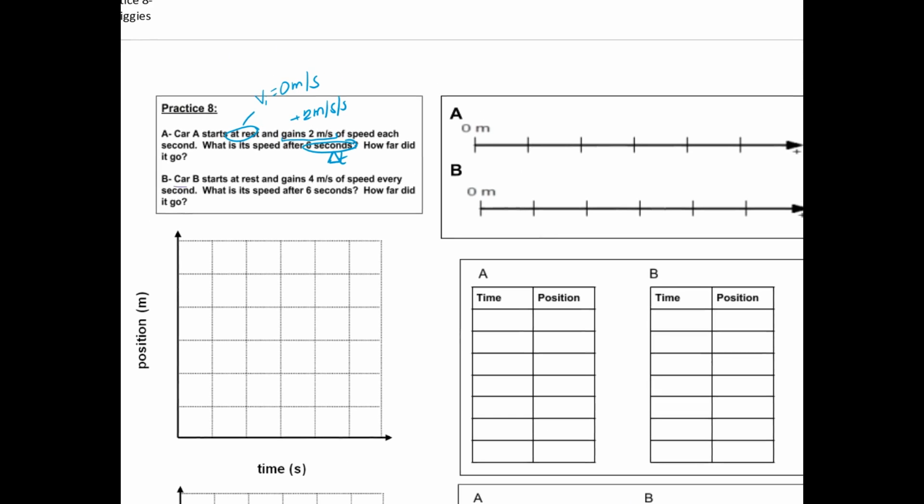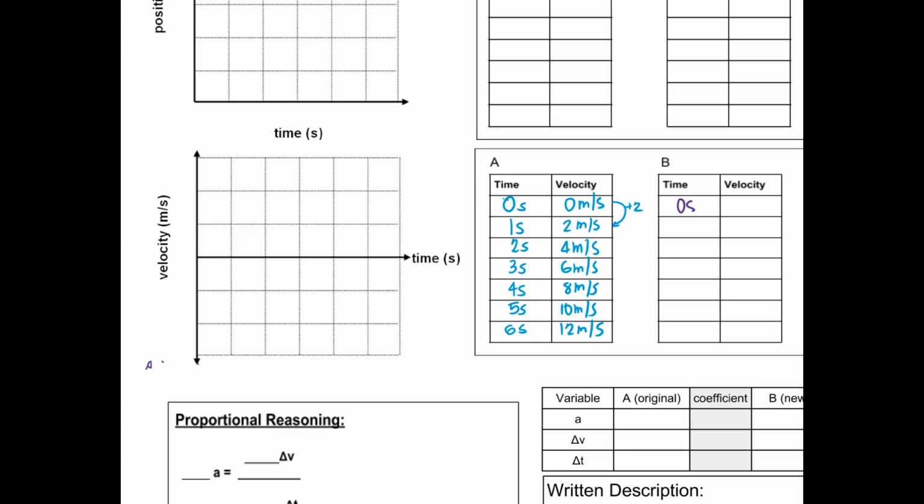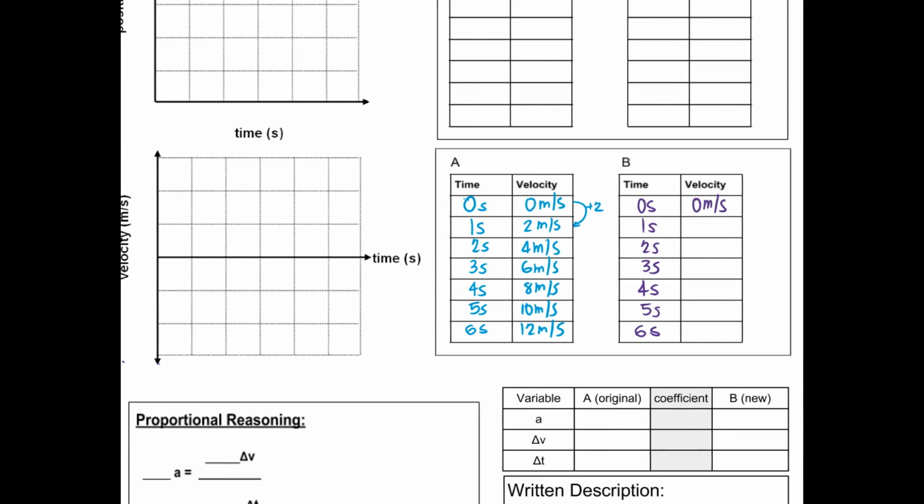B. Okay, we're going to look at what B is saying, and it starts at rest, so 0 meters per second. Gains 4 meters per second means plus 4 meters per second for every second, and 6 seconds is our delta time. So now we're going to fill out our table based on the information that was given to us. In this situation now we have plus 4 because that's what the problem told us. And well, this one had 2. And now that our table is done, we are ready to make our graph.